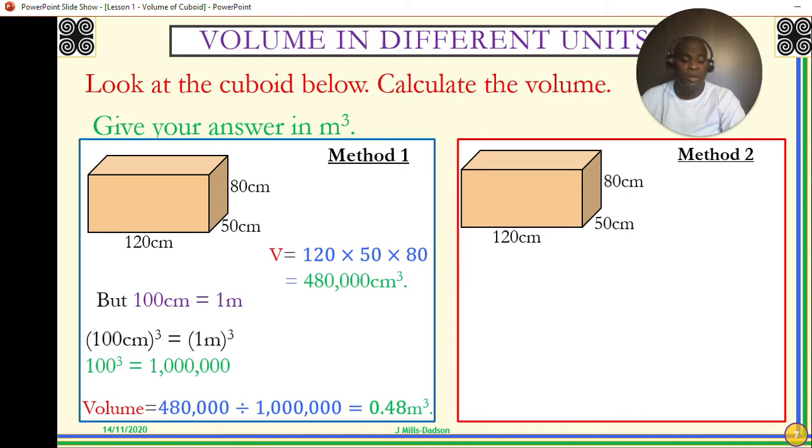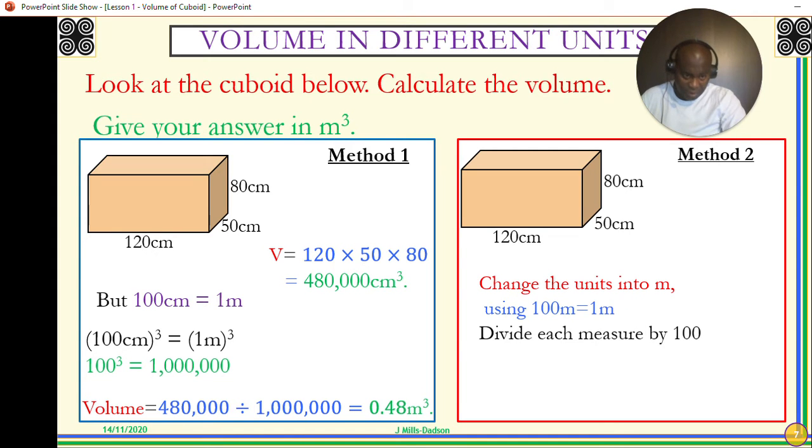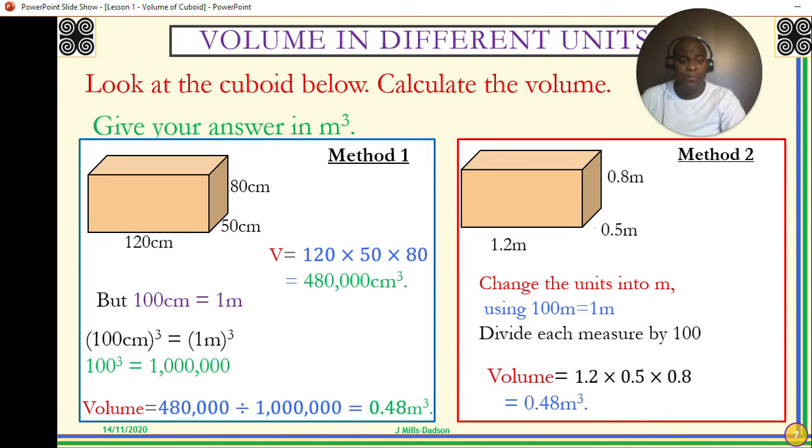That's one way. Or change everything into meters by dividing each side by 100. Then you multiply. That will give you 0.48 meter cube. So one way of linking this method to this method is that you could see that the effect is in 3 folds. Divide by 100, divide by 100, divide by 100. That's why we also need to what? Cube the conversion factor.